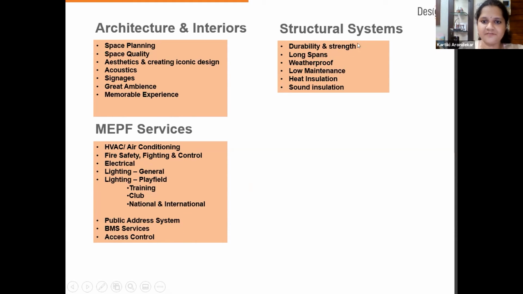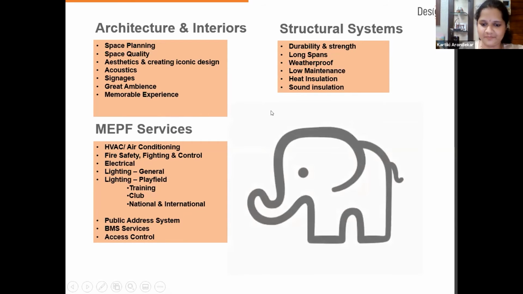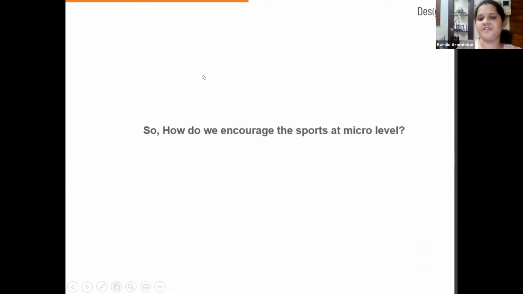So now, bringing all these three factors together, we have this big fat elephant in front of us. So now my question to everybody is, how do we encourage the sports at micro level, if I'm clear? People can write the responses in the chat box. No guesses? How do we take it forward? Yeah. Nice one, Tarun. Yes, Amol. Yeah, Shubhansh, we move to the next slide. Yes, please, ma'am. Yeah.